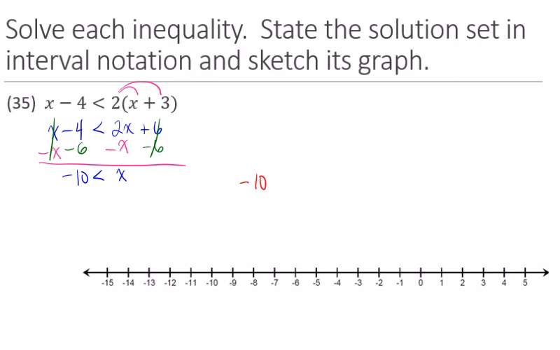So negative 10 is as small as x gets, and x is greater than, so it's going to go all the way to infinity. There's no or equal to, so with the negative 10, it's going to be parentheses. And with infinity, we always put parentheses, right? And then on the graph, parentheses around negative 10 all the way up to positive infinity.